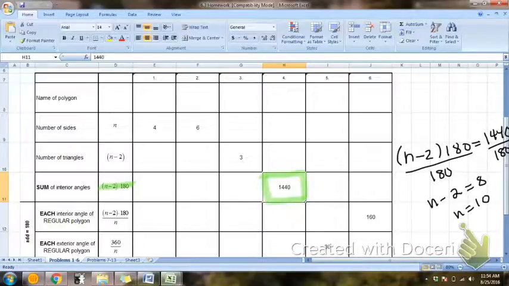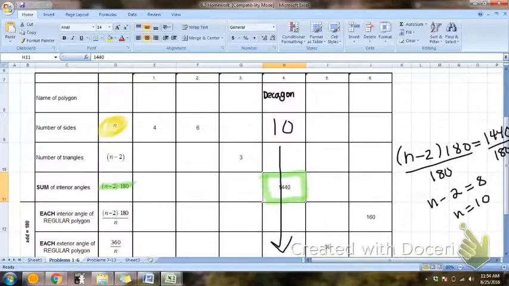If my n value is 10, what is this shape called? A decagon. So that's what I'm going to write in the very first column, is decagon. The next column is asking me to find my n value. Well, how much is our n value? What did we just say it was? 10. If I know that it's 10, I can solve the rest of this column.